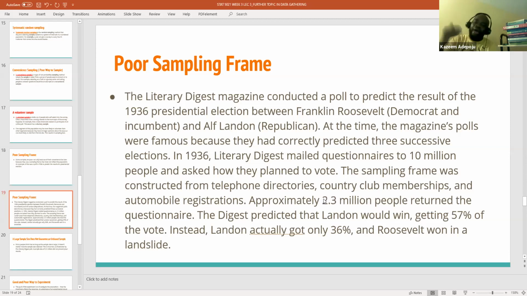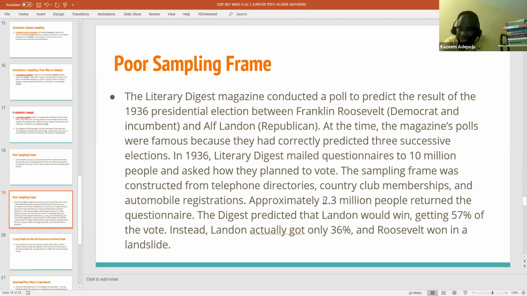Now, he made out 10 million questionnaires. Apart from the fact that he has a poor design, the non-response rate was huge because only 2.3 million people out of 10 million people actually responded.